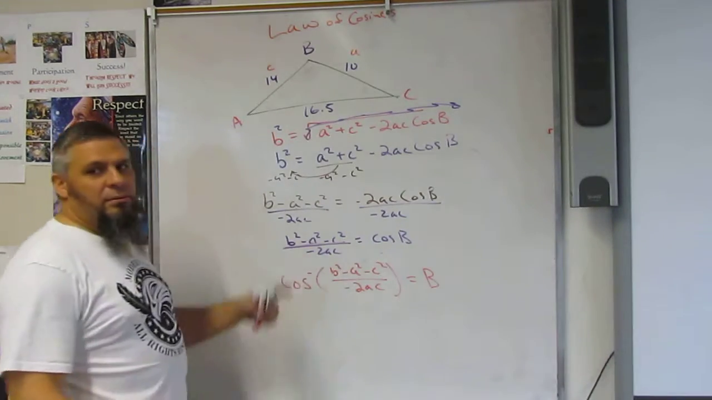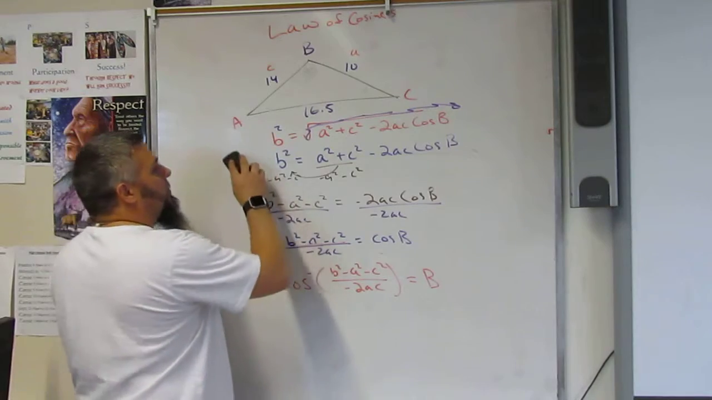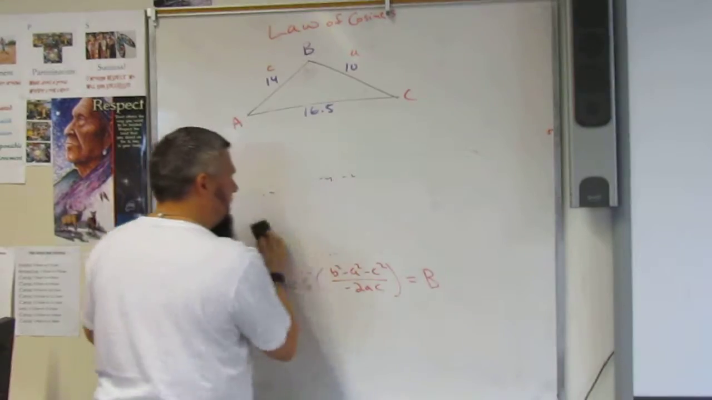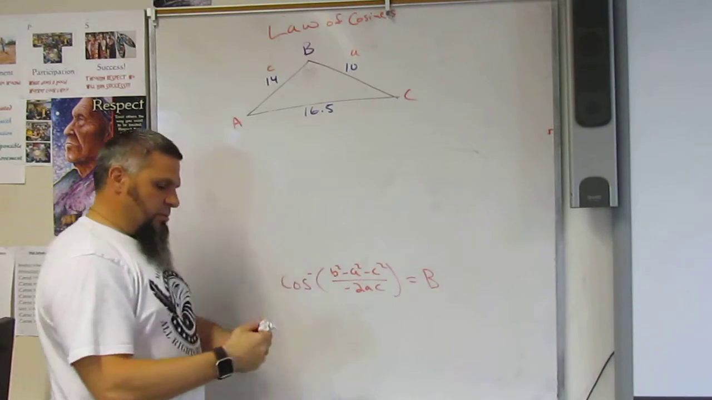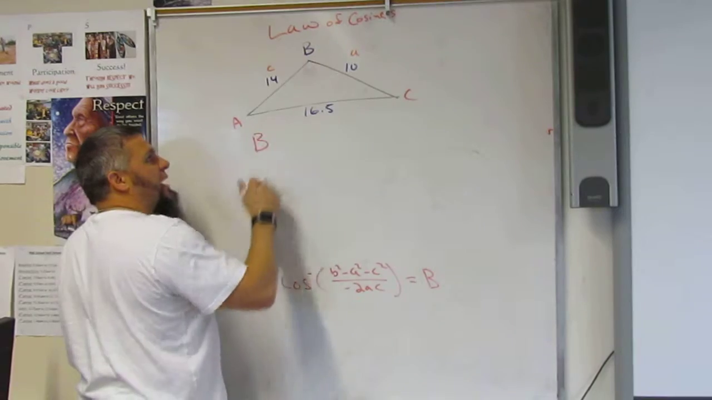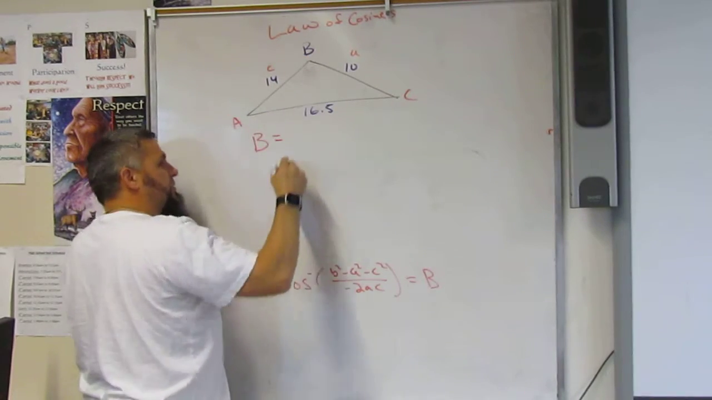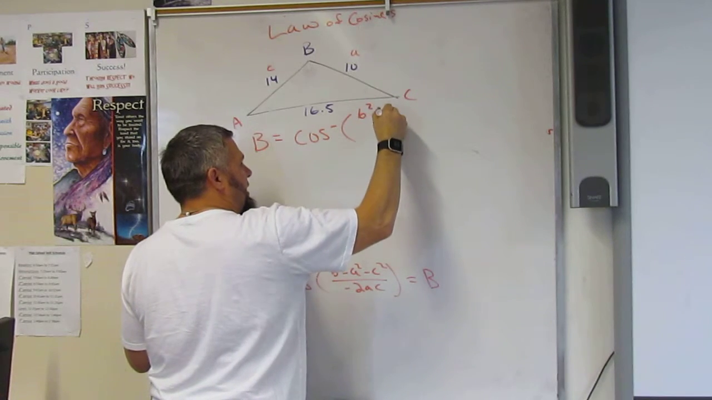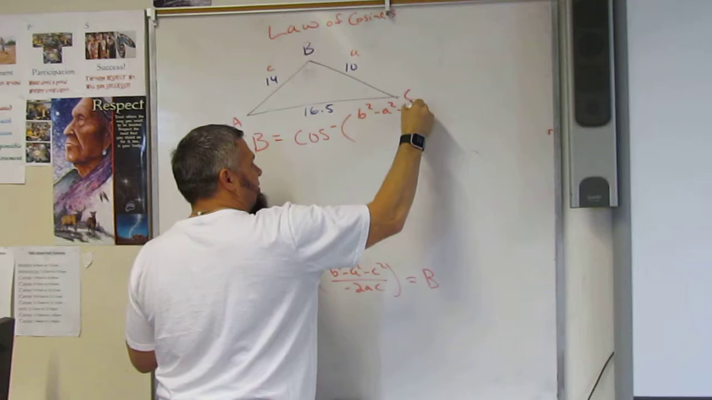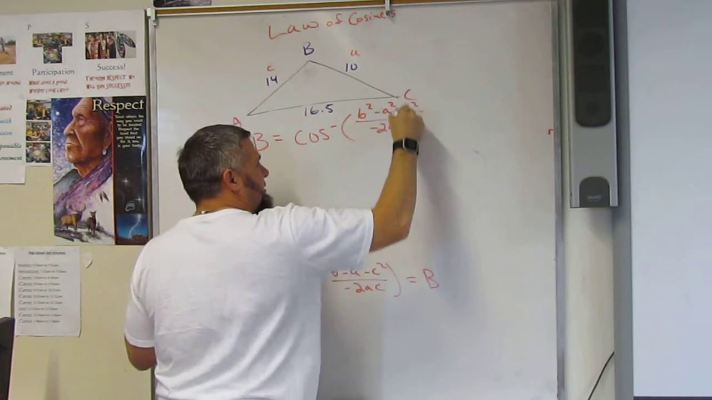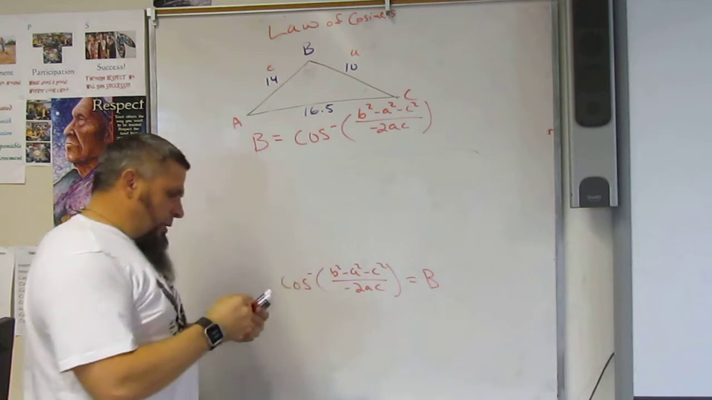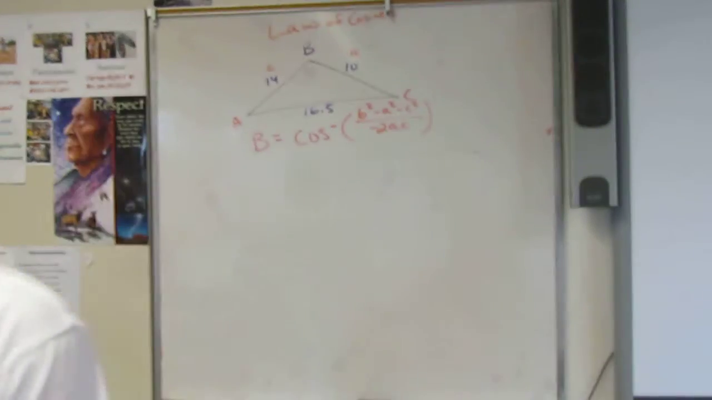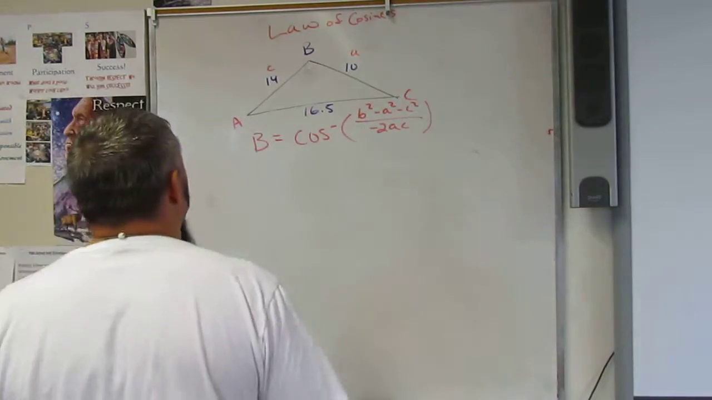What I'm really looking for here is not this stuff, right? I'm trying to use this. Because I'm looking for B, B is equal to the cosine inverse of B squared minus A squared minus C squared all over negative 2AC, right? And so that's just this. No big deal. Okay. Now, we can actually do the problem.